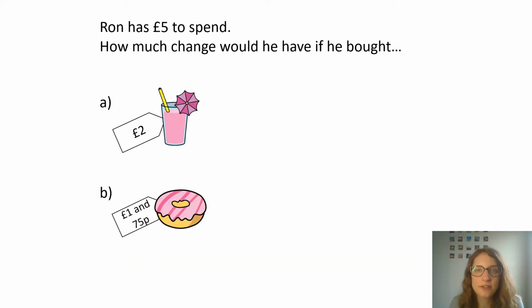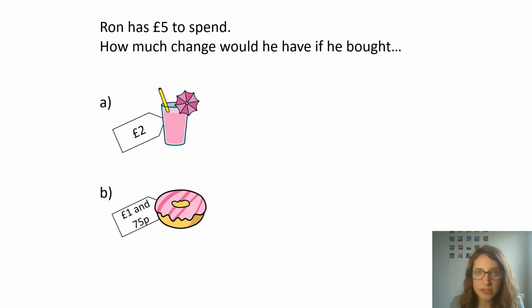Okay. Right, so Ron now has £5 to spend. How much change would he get if he bought the drink for £2 or if he bought the donut for £1.75? Remember, you can change that £5 into coins if it helps. Okay, so see which method helps you to solve this. So pause it and come back.